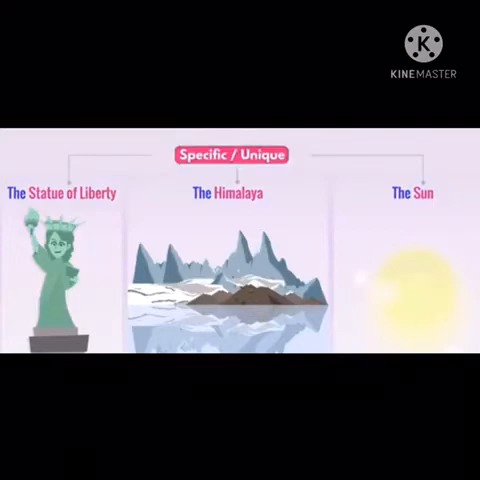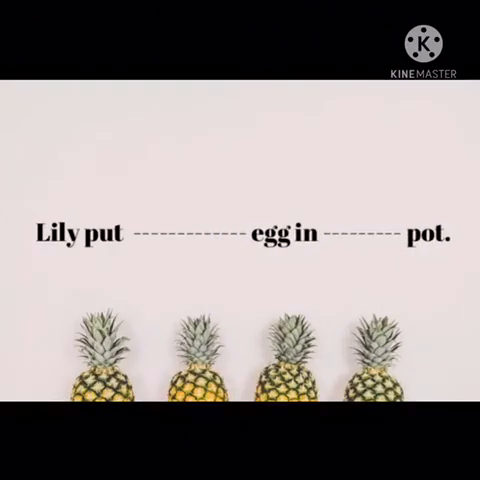Now kids, let's do the practice of some more examples. The first example is Lily put dash egg in dash pot. Kids, in first blank we will put an, and in second blank we will put a. Why we put like this? Because the word egg starts with vowel, that is E, and the word pot starts with consonant, that is P.